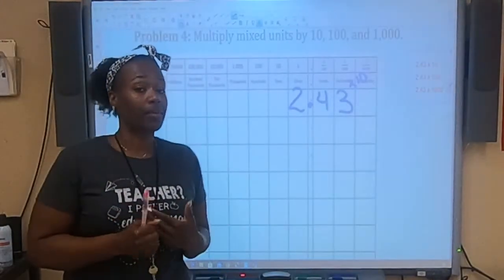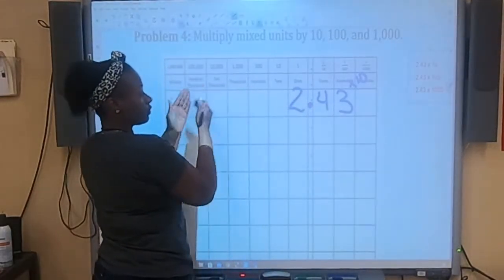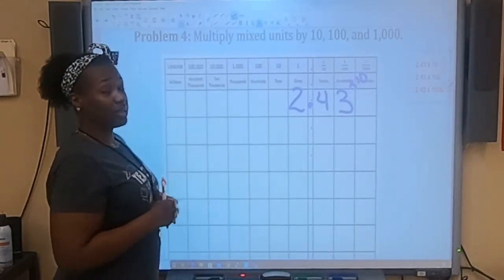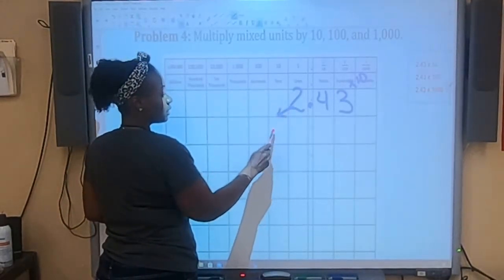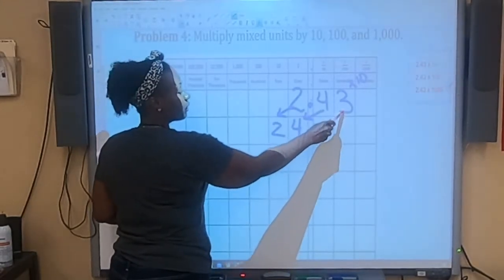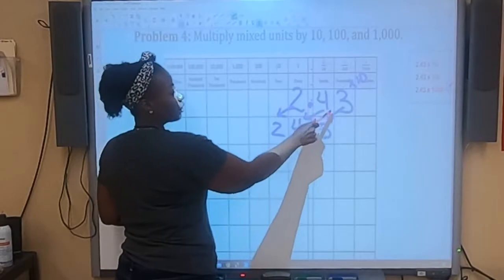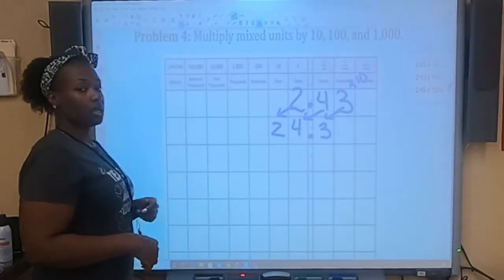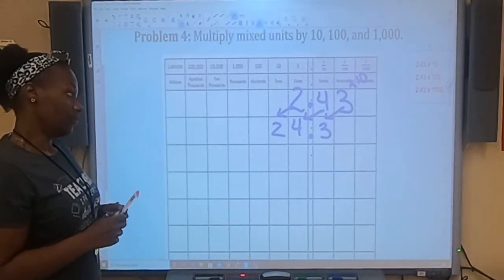Remember, when we multiply, we are shifting to the left. When I move to the left, the place values get larger. So I'm multiplying by 10, which has 1 zero. So every digit has to shift 1 time to the left. So my 2 is shifting 1 time to the left. My 4 is shifting 1 time to the left. My 3 is shifting 1 time to the left. So I know that 2 and 43 hundredths times 10 gives me 24 and 3 tenths. Notice each digit shifted 1 time to the left. Let's try another.